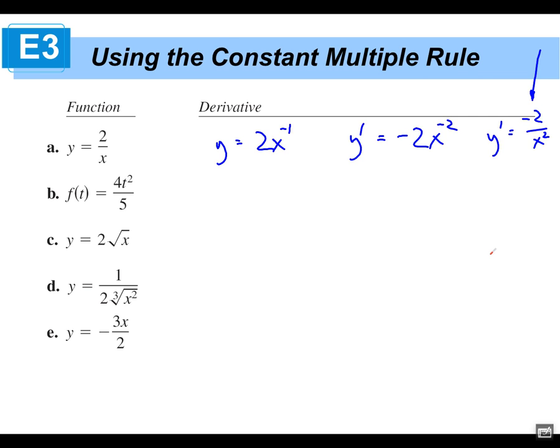Part B. F of t is equal to, I'm going to rewrite it as 4/5 times t squared. Therefore, whoops, that's supposed to be a t. Mary, what's f prime of t then? It would be 2t times 4/5. So 8/5 t. Wunderbar.